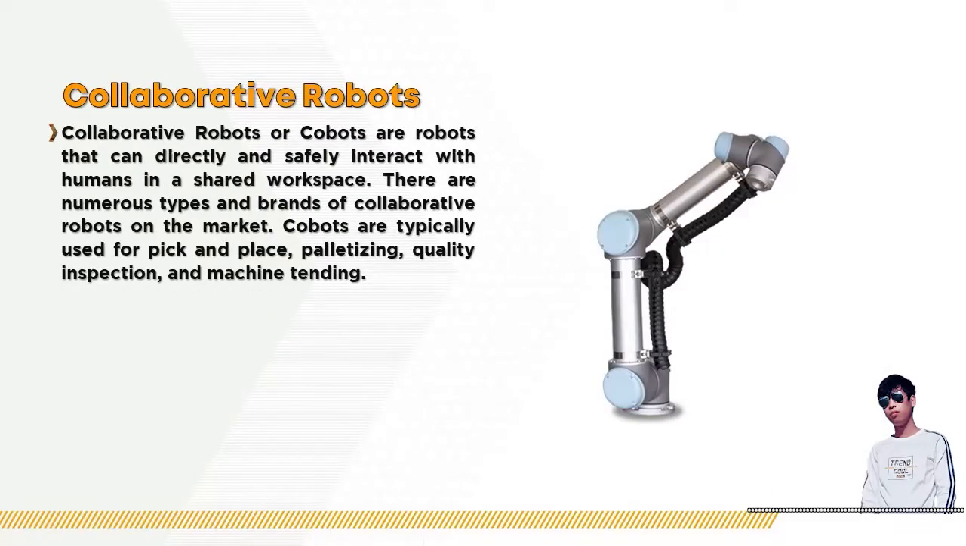Next is the collaborative robots. The collaborative robots or cobots are robots that can directly and safely interact with humans in a shared workspace. There are numerous types and brands of collaborative robots on the market. Cobots are typically used for pick and place, palletizing, quality inspection, and machine tending.